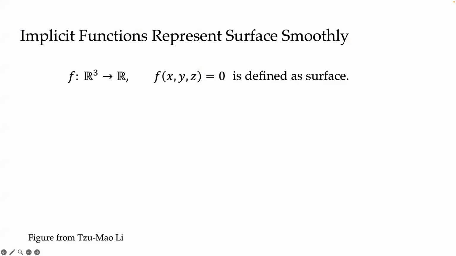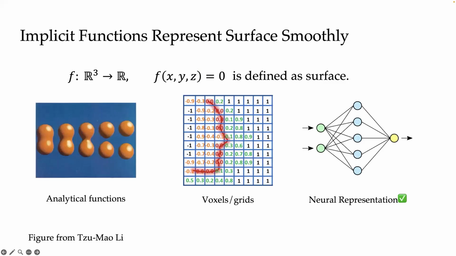As we know, implicit functions can represent surfaces in a smooth and continuous manner, where the surface is defined as the zero-level set of the function. There are various ways to define an implicit function. We can use analytical expressions or discrete representations, such as voxels or grids. In our work, we choose to use neural networks to represent the implicit function. Neural networks offer strong expressive power and make it straightforward to compute gradients. Compared to voxel or grid-based methods, neural representations do not require interpolation, which leads to cleaner and more compact surface modeling.